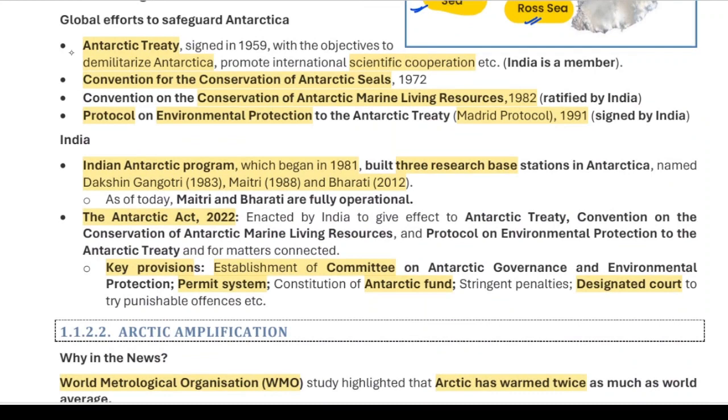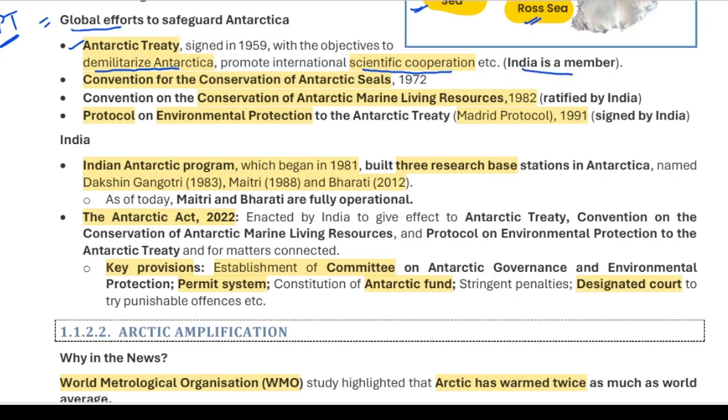Okay, some of the global efforts you may remember, but not very specifically; just have them at the back of your mind for PT, they may not ask it. Some global efforts like the Antarctica Treaty. It is not very related to the environment, but it is for demilitarization of Antarctica and also scientific cooperation. India is a member.